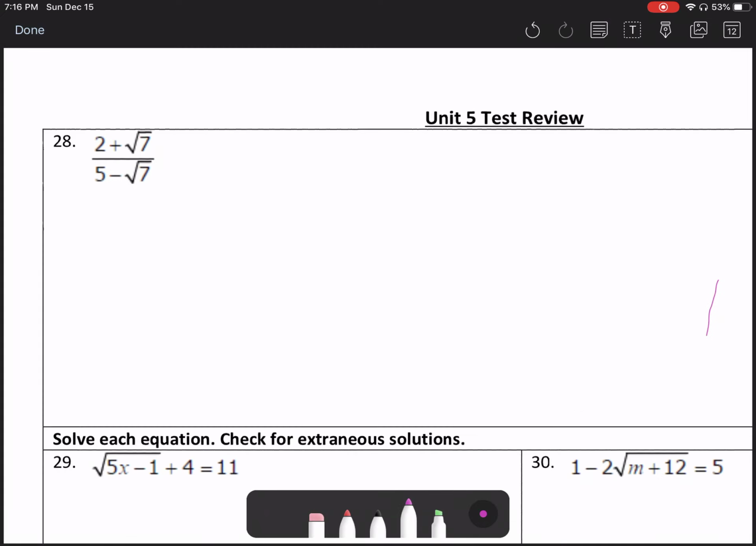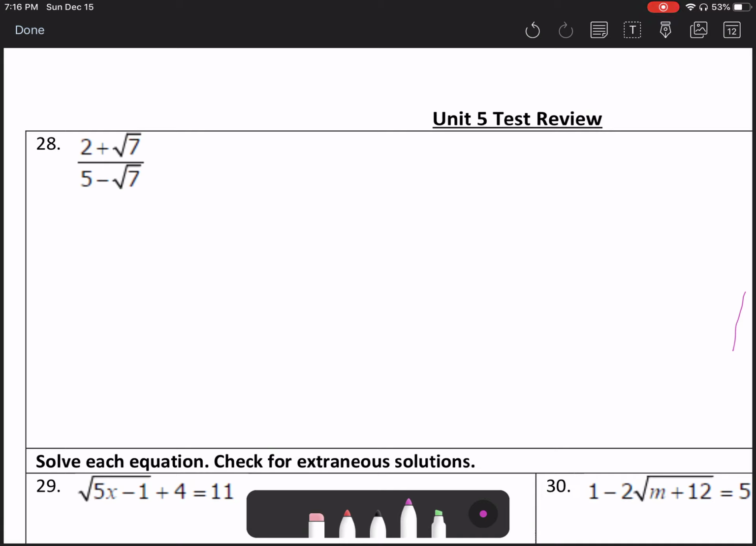Okay. 28. So this is the last of the division problems. We have to do something similar here. Actually, it's the exact same thing. We are going to multiply by the conjugate because we know that just multiplying by radical 7 doesn't get rid of this binomial. That's when there's addition or subtraction in the bottom. So these are the super complicated ones. Just take your time.